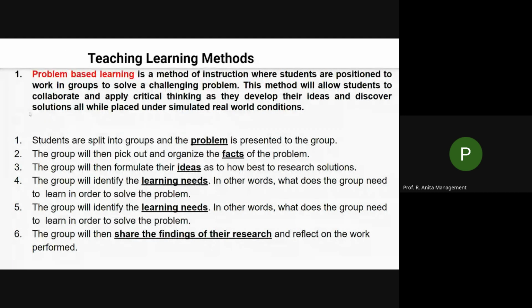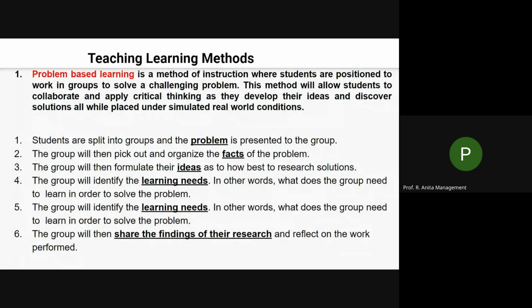Now, let us take the three basic learning methods which NAAC mentions. The first one is problem-based learning. In problem-based learning, how do the students learn? Give them any challenging problem, any society-related problem, and they will start thinking. It can be a live case study that has not been solved. Then split the students into groups and give them that problem. Let them brainstorm, and then they come out with various ideas.